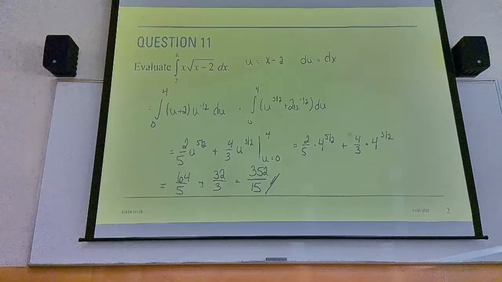So again, nothing different, except remember to convert your limits of integration. And that's true whenever you change the variable.